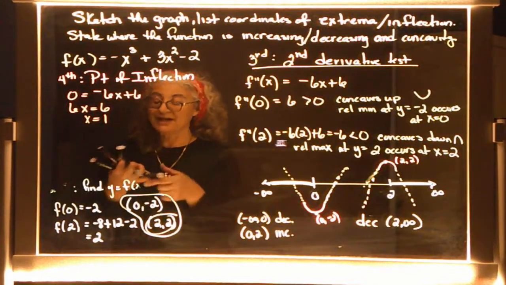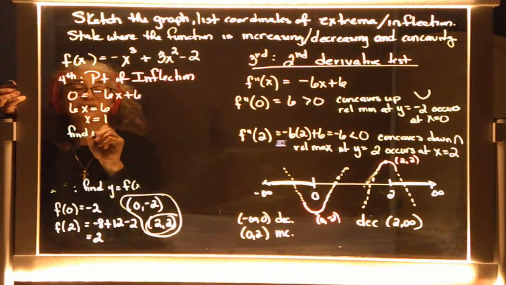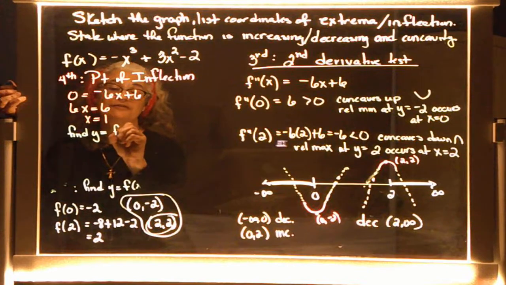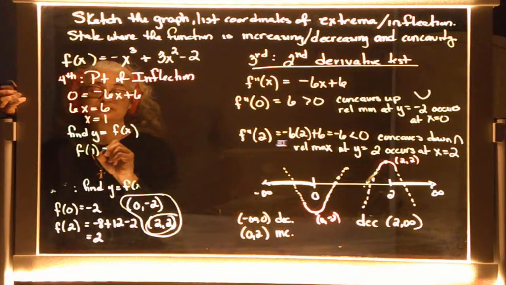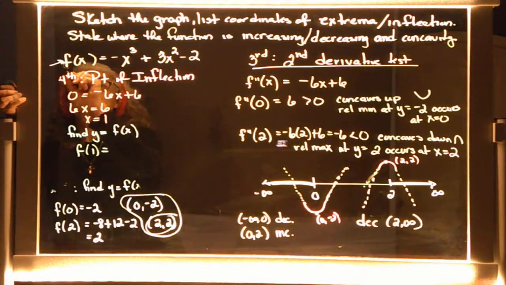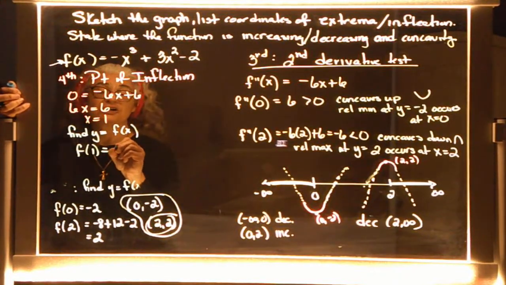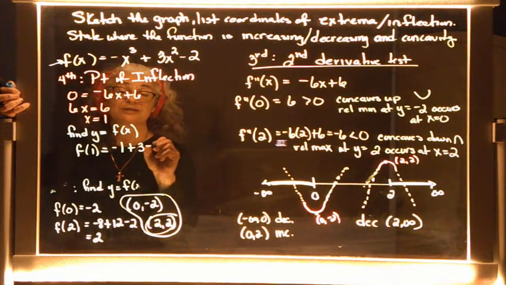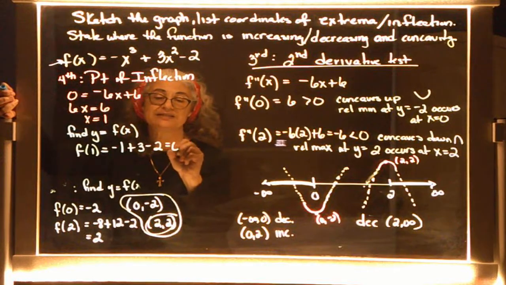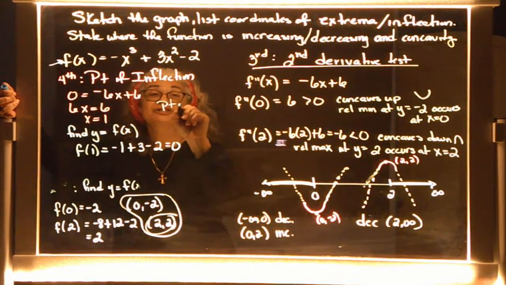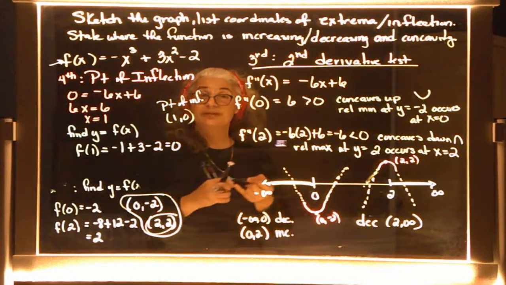Okay. But I got to find the y value that goes with it, don't I? So here we have to find the y that goes with this, or the f of x. Which means I'm going to find f of 1. So I plug it back into the original. When you're finding the y, you always plug it back into the original. So I've got negative 1 plus 3 minus 2, which will give me what? Which will give me 0. So my point of inflection is 1, 0. Are you with me?